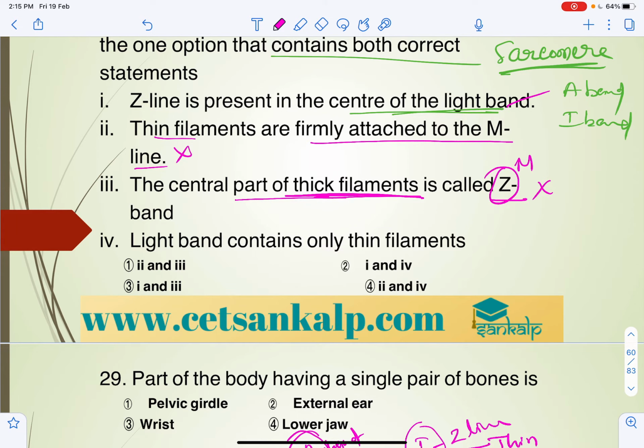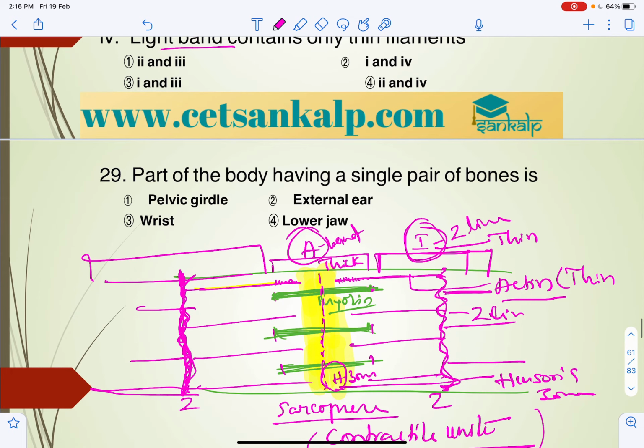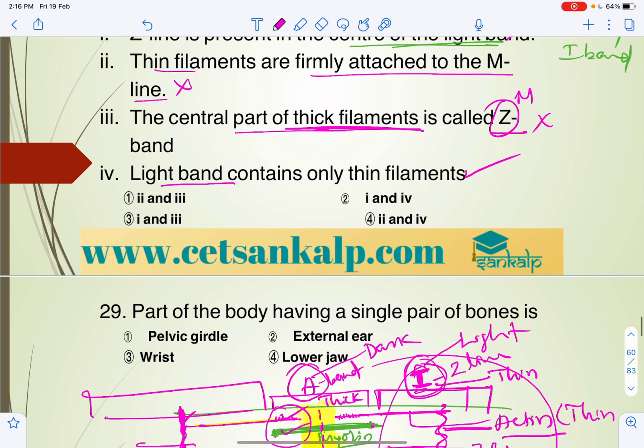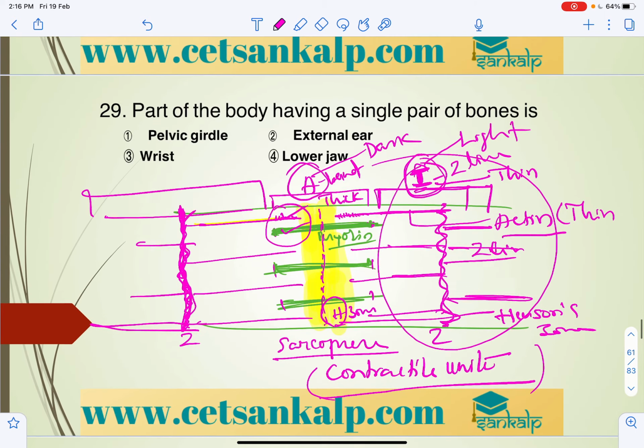Light band contains only thin filament. Light band means I band, and the A band is the dark band. So the dark band contains both myosin and actin, but in the light I band, only actin filament. See, on both sides we can see only actin. So that is why it is correct. So options 1 and 4 are correct. The remaining are wrong. Next question.